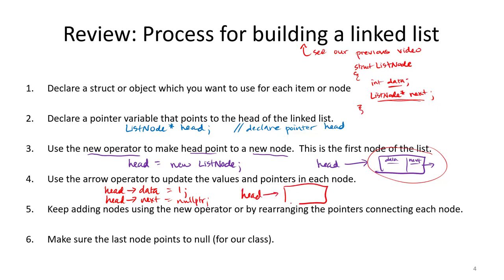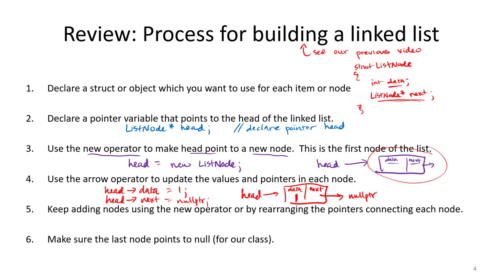This would take my existing node where head points, and it would make my data value contain the value 1, and it would make my next pointer point at the null memory address. So the arrow operator is really important for initializing our data inside each node.